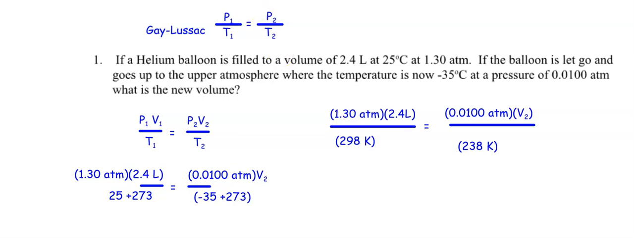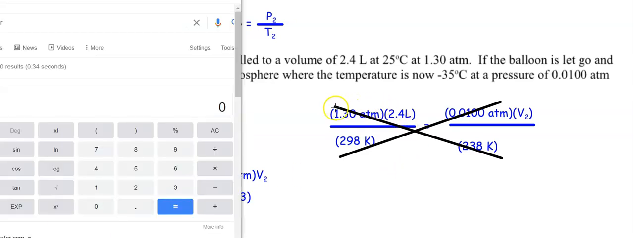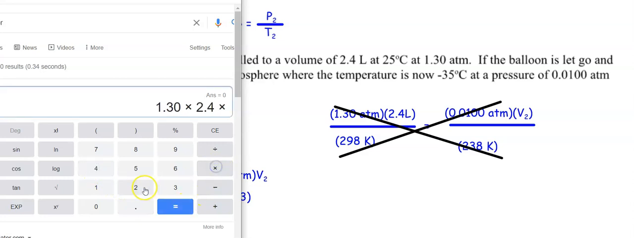Just like what we said before, we need to cross multiply and divide, all right? So let me show you on the calculator what I'm going to do. I'm going to take the part that is not where the volume is, so I'm going to multiply these two. 1.30 times 2.4 times 238. All right, so I'm going to do these guys first. Here's my cross multiply.